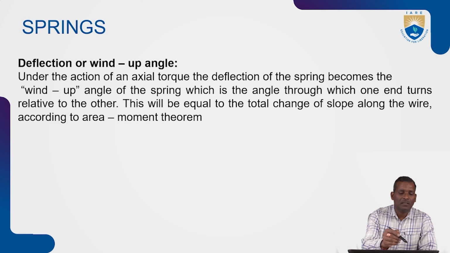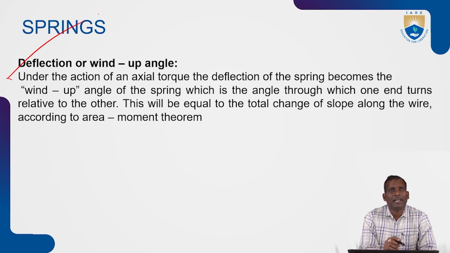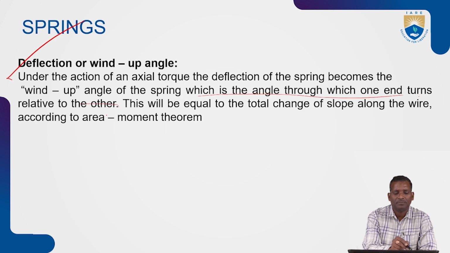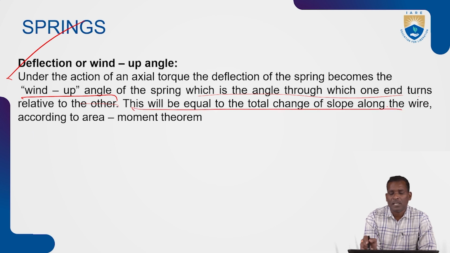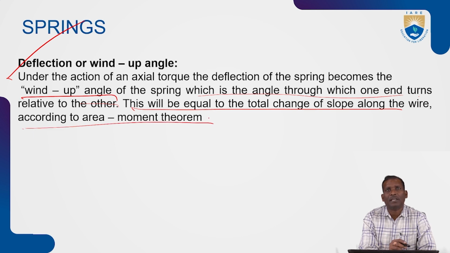Next, deflection or wind up angle. Under the action of axial torque, the deflection of the spring becomes the wind up angle of the spring, which is the angle through which one end turns relative to the other. This is the wind up angle. So this will be equal to the total change of slope along the wire according to the area moment theorem.